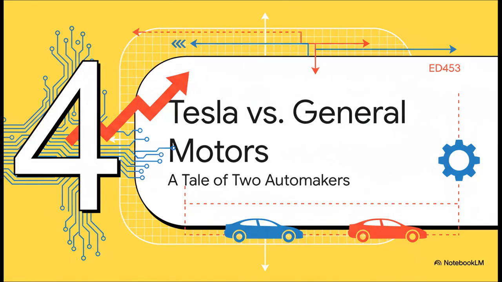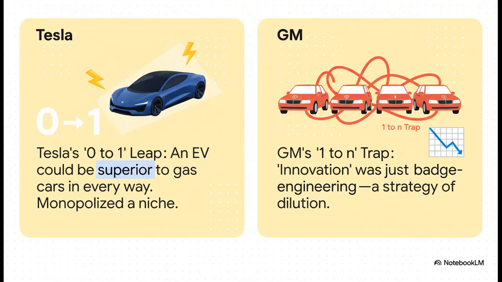So to make these ideas less abstract, let's apply this 0 to 1 lens to a really compelling modern contrast from the auto industry. This will show you exactly what Thiel means in practice. This is just a perfect illustration. Tesla made a 0 to 1 leap. What was their contrarian truth? It was that an electric car didn't have to be a glorified golf cart. It could be better than a gas car in every single way. And they started by completely monopolizing a tiny niche, the high-performance electric sports car.